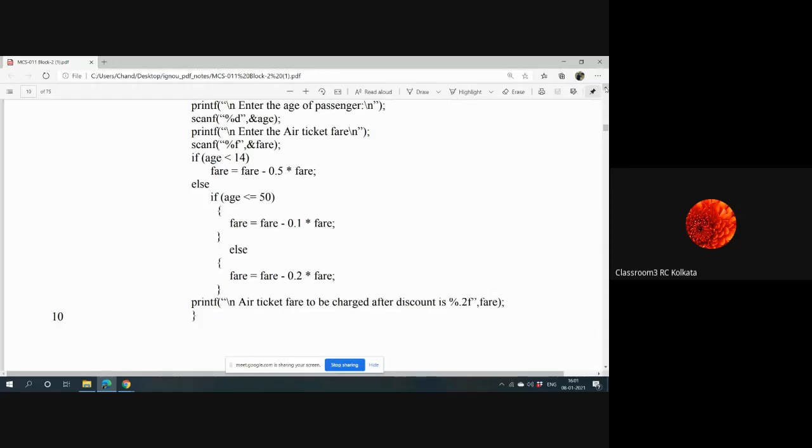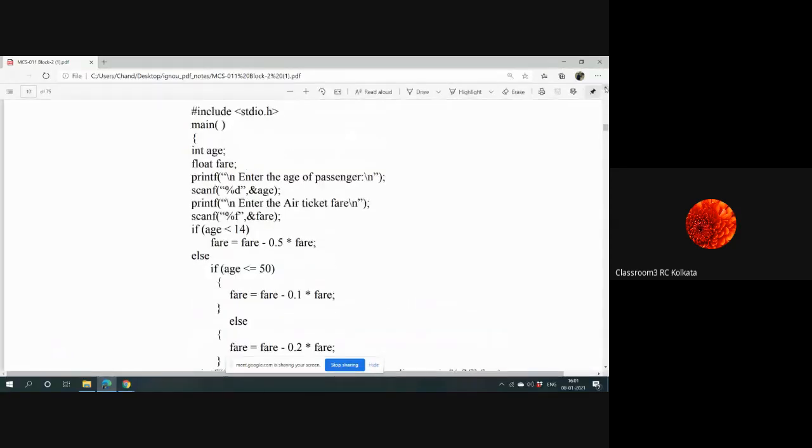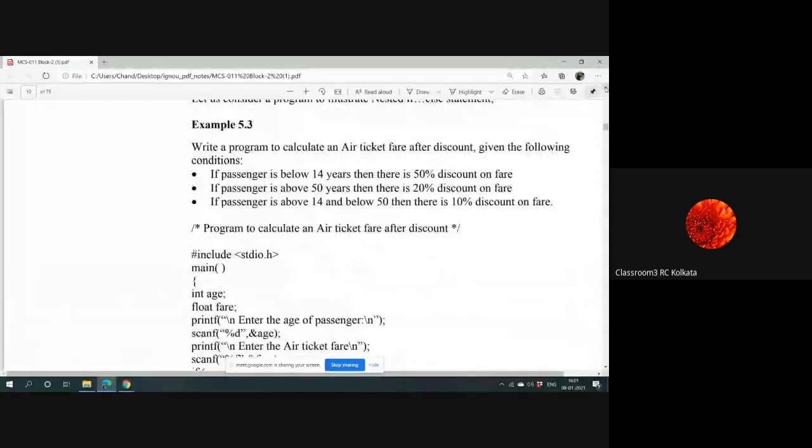Everyone look at the program carefully. What is the program asking for? Write a program to calculate an air ticket fare after discount given the following conditions. If the passenger is below 14 years, there will be a 50% discount. If the passenger is above 50 years, there is a 20% discount. And if above 14 and below 50, there is a 10% discount on fare.